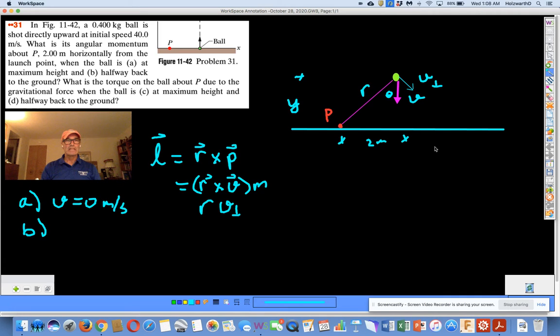Part C, what's the torque? Torque is defined as r cross F, in this case the gravitational force. If you look at the direction of the velocity vector, that's also the same direction on the way down, and it's also the same direction as the gravitational force. So what you've learned and applied in part B, turning that velocity vector into its perpendicular component to the radius, the distance from P to the location of the particle on the way down, you should be able to figure it out.